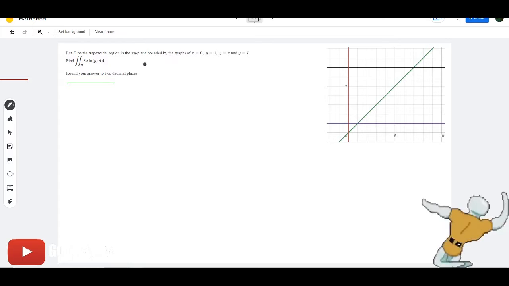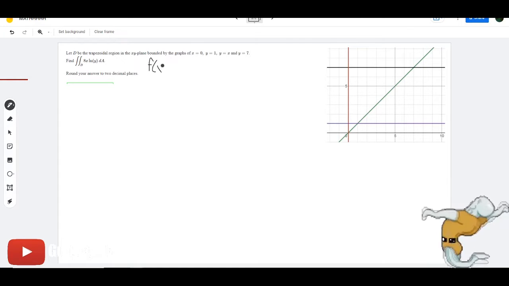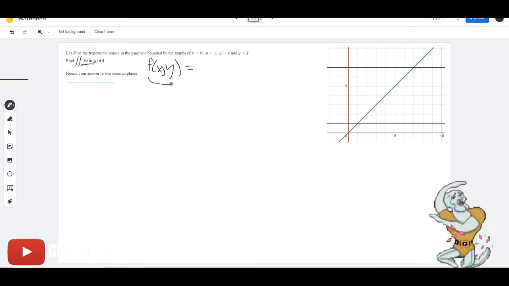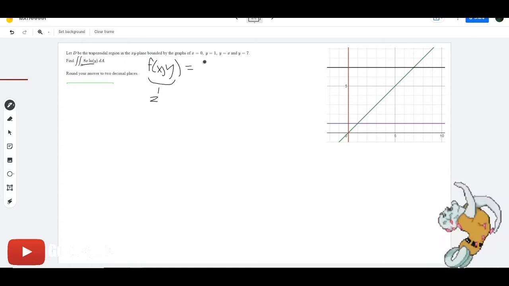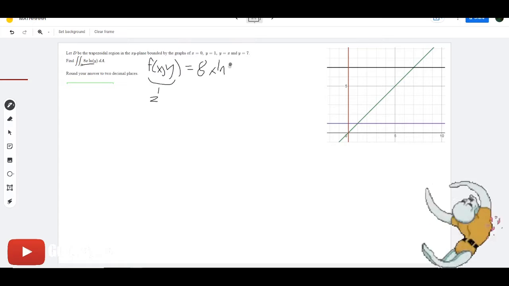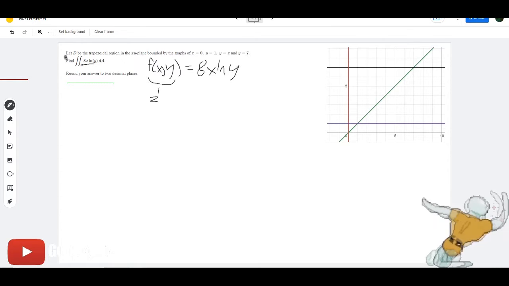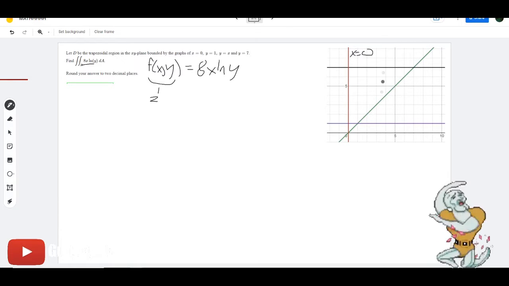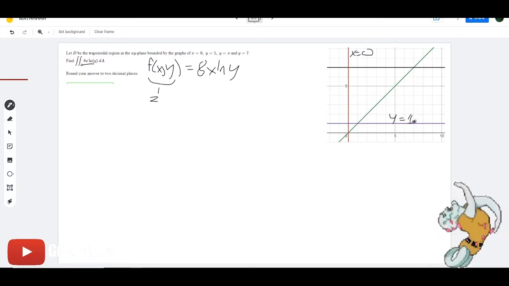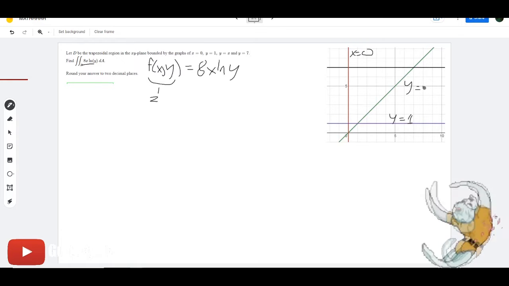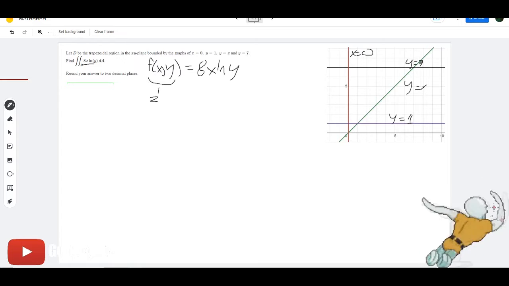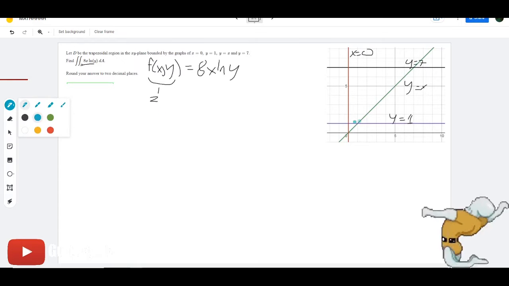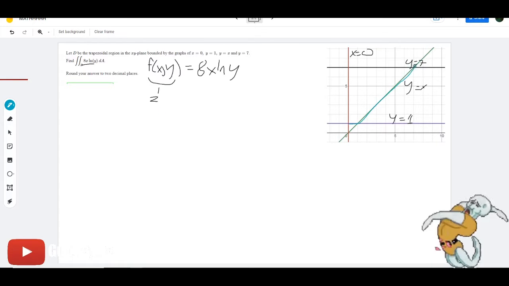So remember, our surface is f of x y. Our surface is just the integrand, f of x y, and this is equal to z. f of x y is equal to 8x ln y. Let's define our region first. Our region is bounded by x equals 0, y equals 1, y equals x, and y equals 7. So we get this trapezoid as shown.